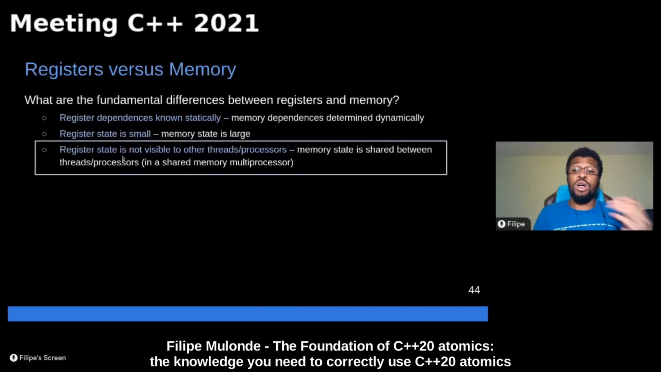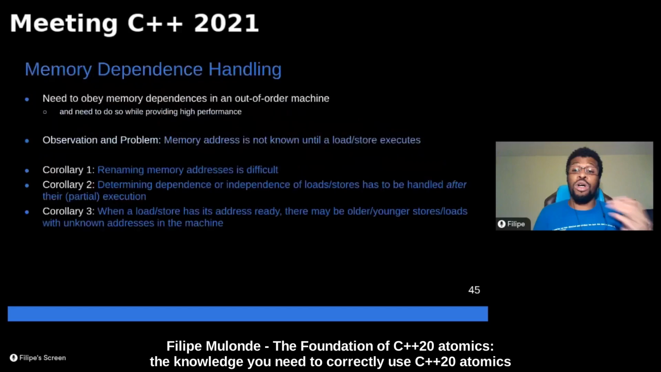So here we really have the goal of the talk. We will see how the way a modern processor handles the execution of loads and stores affects the visibility of store operations, and also why in x86, for example, we don't need fences between stores and stores. We need to obey memory dependencies in an out-of-order machine or a restricted data flow machine, and we need to do so while providing high performance.